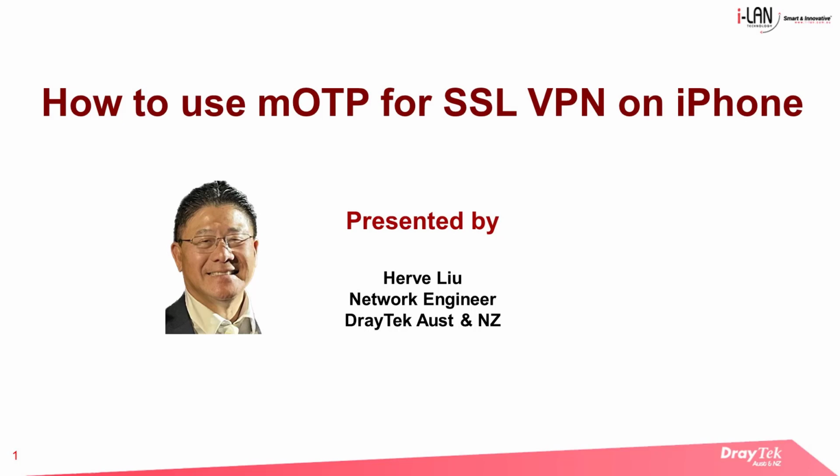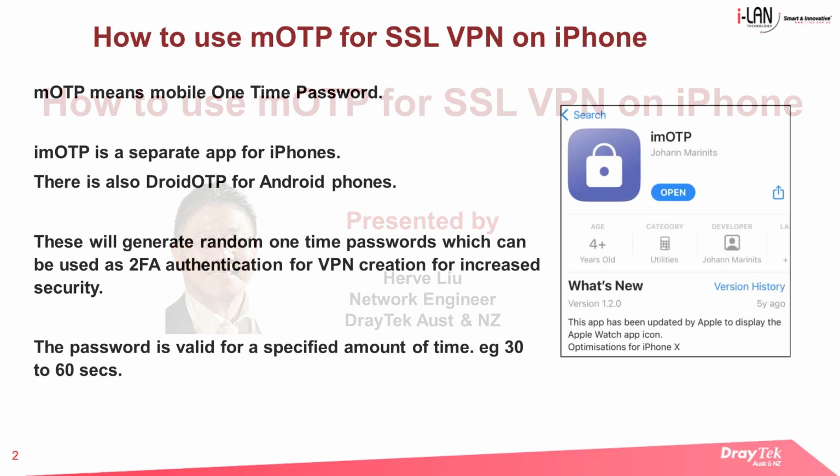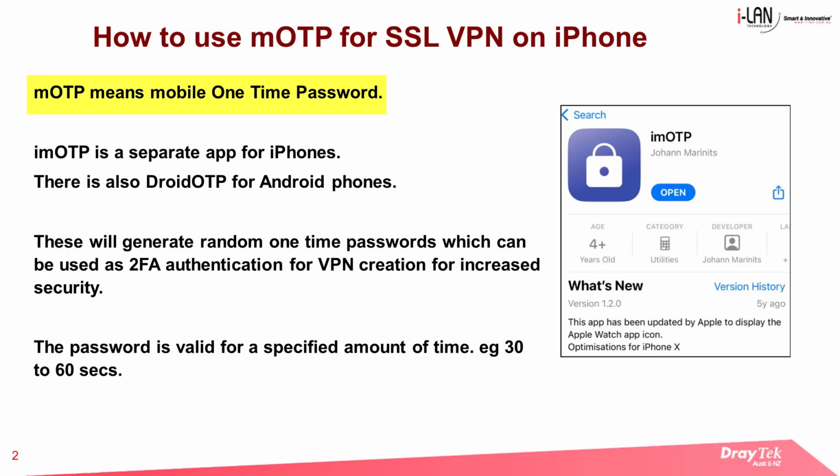Today I will show you quickly how to set up an SSL VPN tunnel using SmartVPN for an iPhone and adding mOTP for two-factor authentication. So what is mOTP? It means mobile one-time password, which the imOTP app on your iPhone will create for the SSL VPN setup. This password will be valid for a few seconds, typically 60 seconds. After that, a new password will need to be generated. imOTP is for iPhones, as DroidOTP is for Android. I will show you how this is done in a moment.